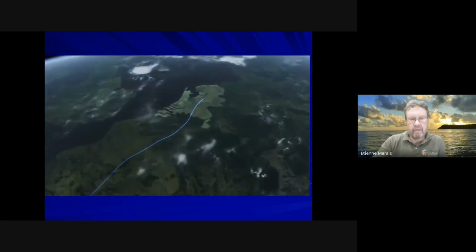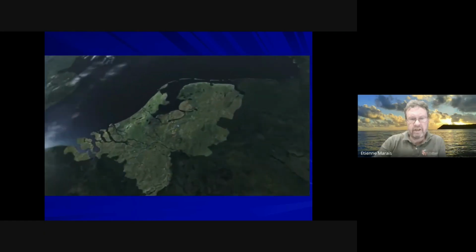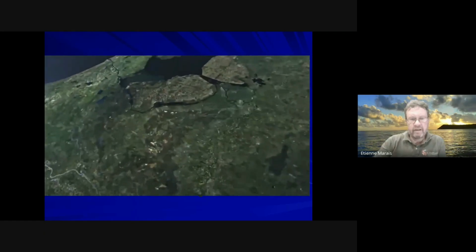Across the Mediterranean, up into Holland, and back to the nest site where the male is patiently waiting. And there they all are.